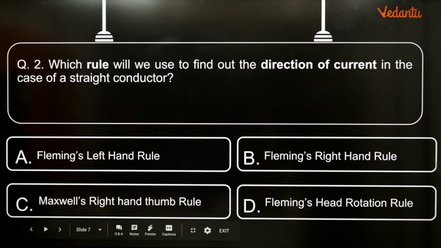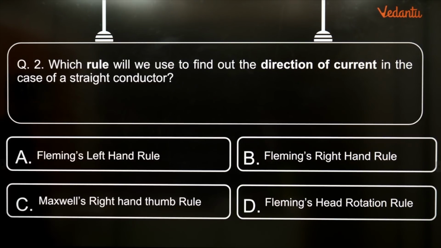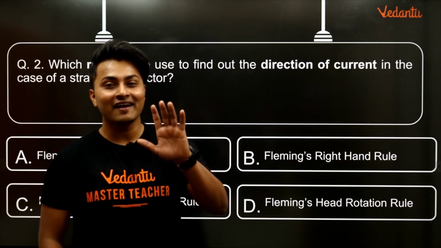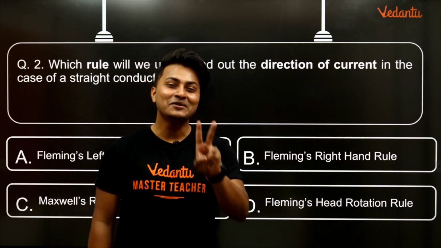Here's the question, guys. Which rule will we use to find the direction of the magnetic field in the case of a straight conductor? Option A, Fleming's left hand rule. Option B, Fleming's right hand rule. Option C, Maxwell's right hand thumb rule. Or option D, my personal favorite, Fleming's head rotation rule. What do you guys think? What is the correct answer? I will give you exactly 5 seconds to answer it. Come on, guys, you are smart enough to answer it. Your time ends in 5, 4, 3, 2, 1.